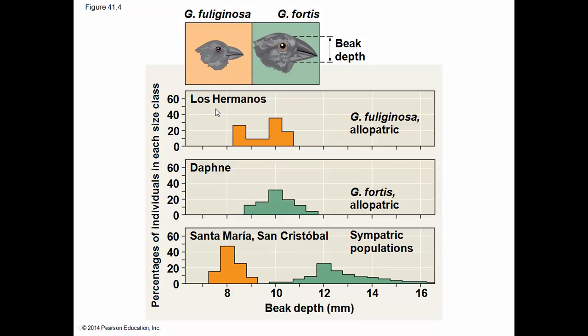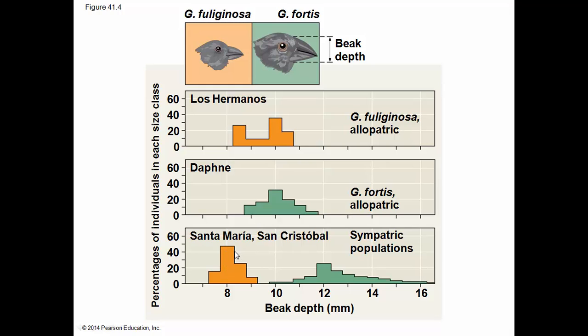One island, Los Hermanos, had only Geospiza fuliginosa, and it had beak dimensions following these parameters. The beak depth here is the metric across the x-axis, and then Geospiza fortis lived on Daphne without any of the other species present, and it also had a similar beak depth among its population.